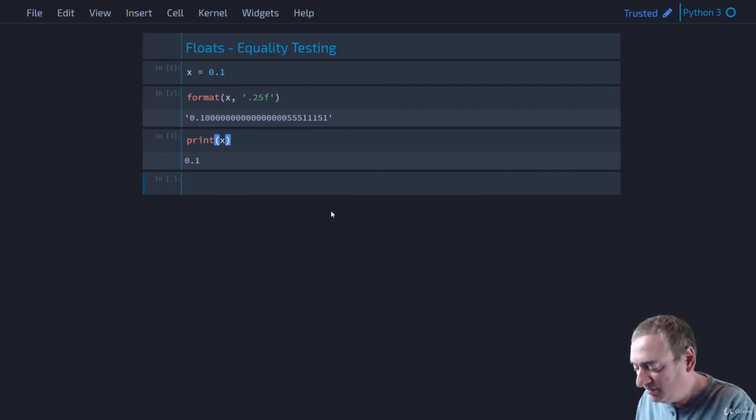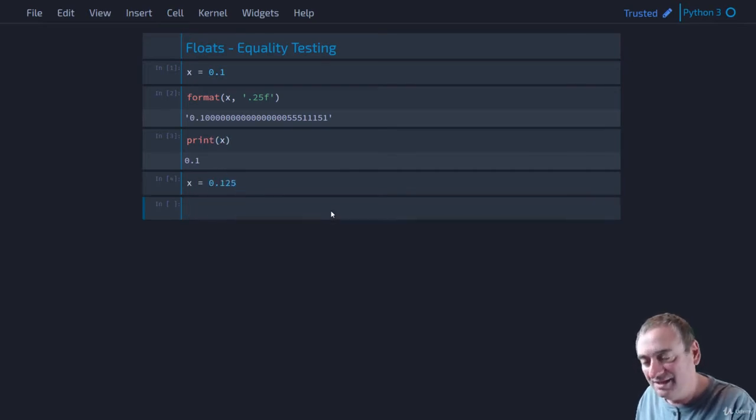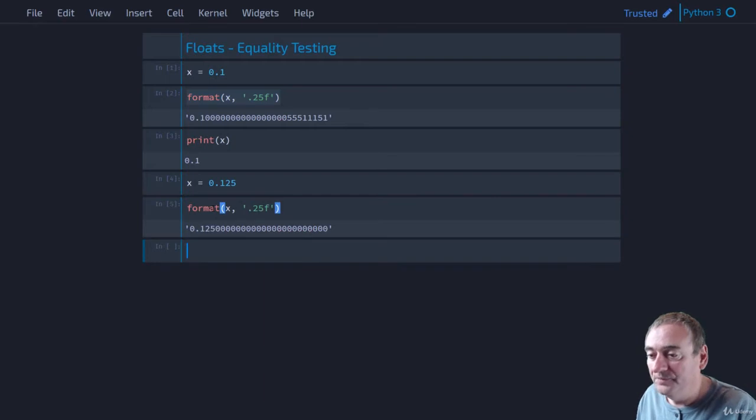On the other hand, we might have something like x equals 0.125. Now we know that that is equal to 1/8, so that is a power of 2 in the denominator. So we do have an exact representation for that. If we were to take this code again, then as you can see, we do have 0.125 and then everything is 0 after that.